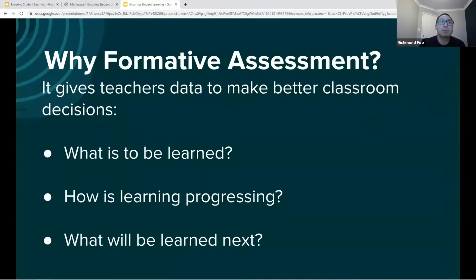Why do we do it? Well, it's to answer a couple of questions. And the first one is this: so we can know exactly where students are, what they know, how they're progressing, and where they need to go.